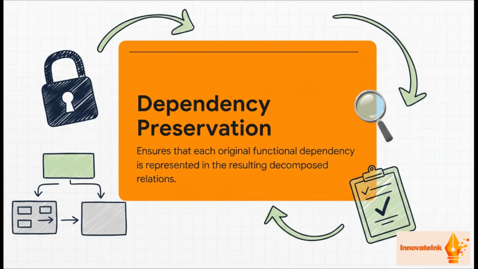Second, we need what's called dependency preservation. This just means that all of our original business rules, our functional dependencies, can still be checked and enforced within our new table structure, right? We can't just throw away the constraints that give our data meaning. We have to make sure they're still protected.